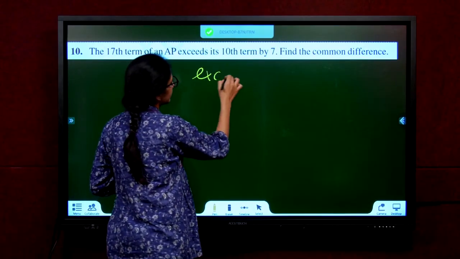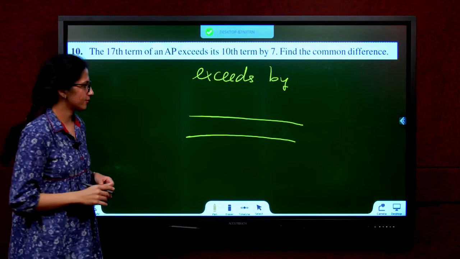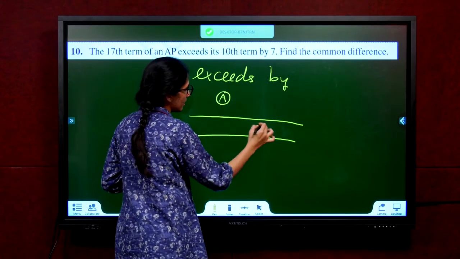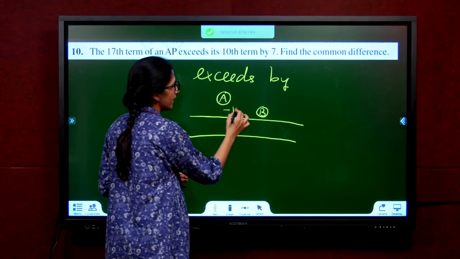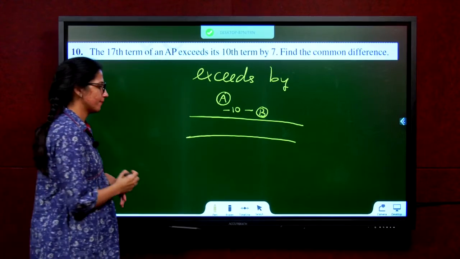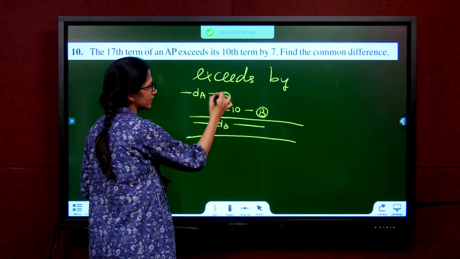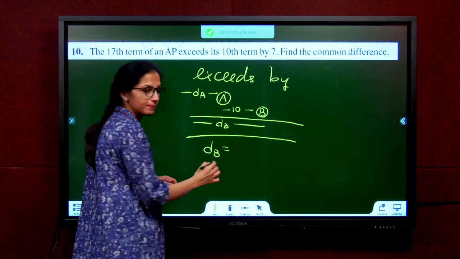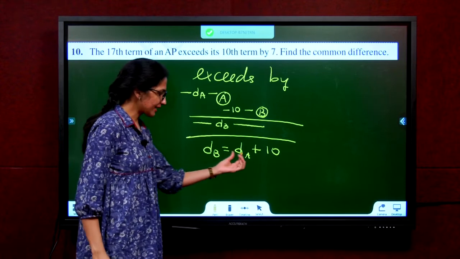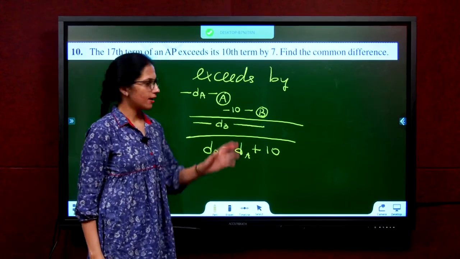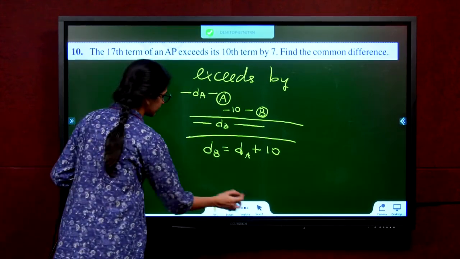What is the meaning of exceeds by? Let's say there are two people having a race, A and B. B exceeds A by 10 meters. So now tell me, the distance travelled by B is this much. The distance travelled by A is this much. Can I say distance travelled by B is same as distance travelled by A plus extra 10? B exceeds A by 10 meters. I hope this is understood.